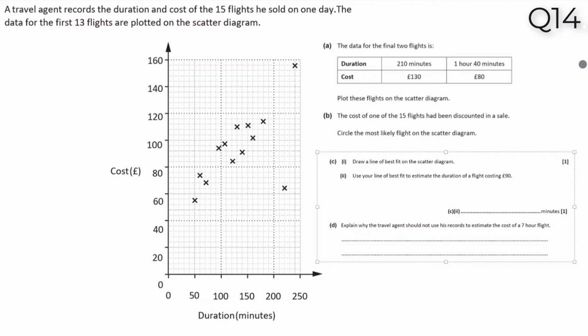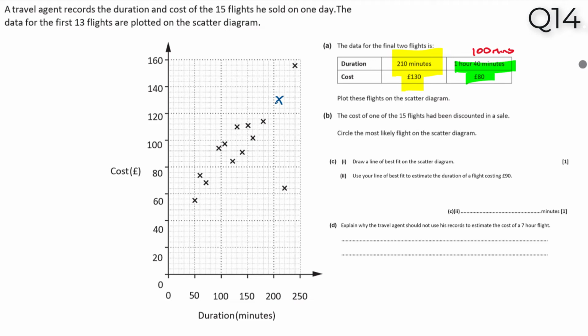So the first one is 210 and 130. So I need to find 210 on the graph and 130 on the graph. Read up from 210, read across from 130 and plot my point. So I think it's going to be about there then. Okay, and then I've got a second point, which is 1 hour 40 minutes against 80 pounds. Now that's in a different form, isn't it? Let me convert that into minutes first, because the bottom scale is in minutes. So an hour and 40 minutes, that's 100 minutes, isn't it? Okay, so that's 100 against 80.